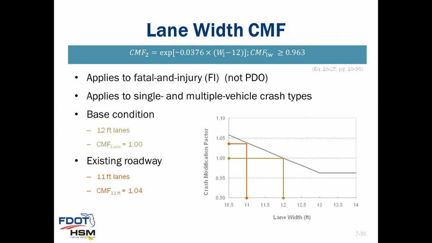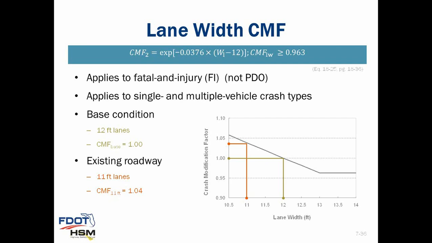This slide illustrates the lane width CMF. The equation for this CMF is shown at the top of the slide. It is used to compute the CMF for fatal and injury crashes. I should note that no CMF is provided for PDO crashes because the data examined by the researchers did not show a definitive trend between lane width and PDO crash frequency. The variable W subscript L represents the average lane width. The base condition lane width is 12 feet.